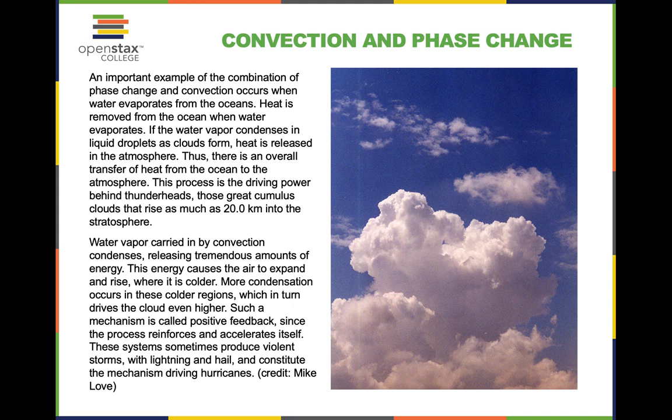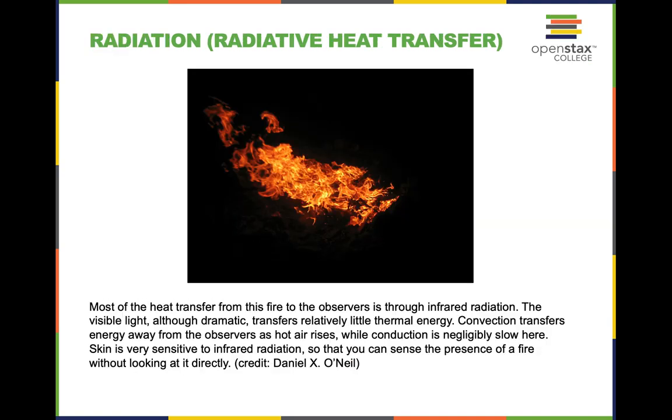Water vapor carried in by convection condenses, releasing tremendous amounts of energy. This energy causes the air to expand and rise when it is cooler. More condensation occurs in these colder regions, which in turn drives the cloud even higher. Such a mechanism is called positive feedback, since the process reinforces and accelerates itself. These systems sometimes produce violent storms with lightning and hail and constitute the mechanism driving hurricanes.